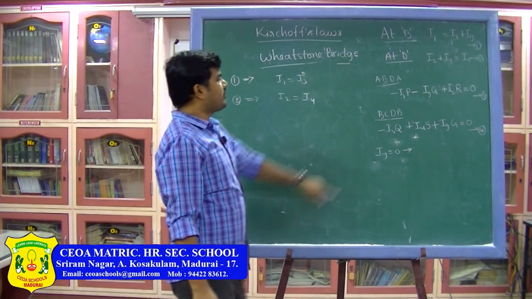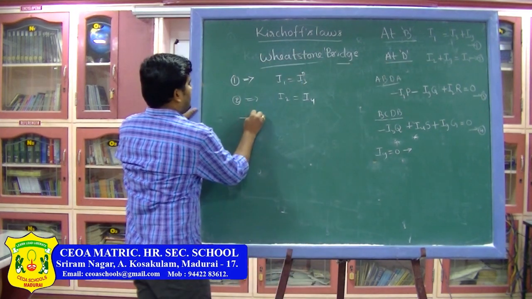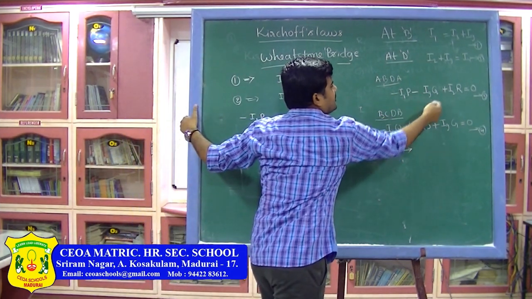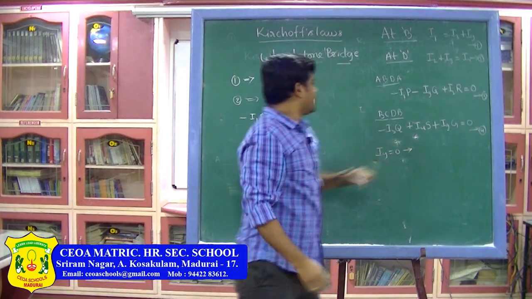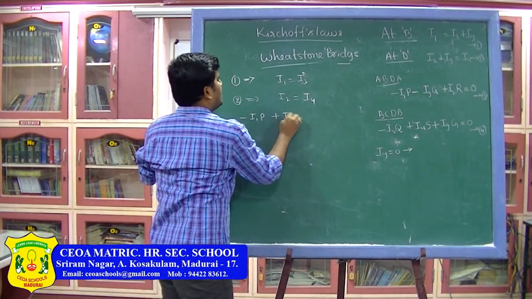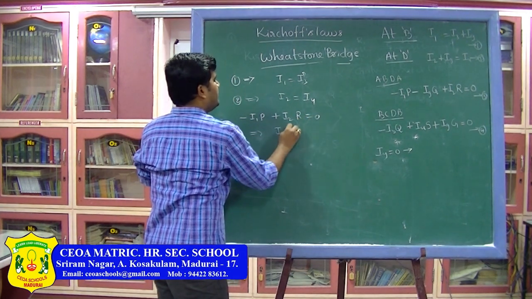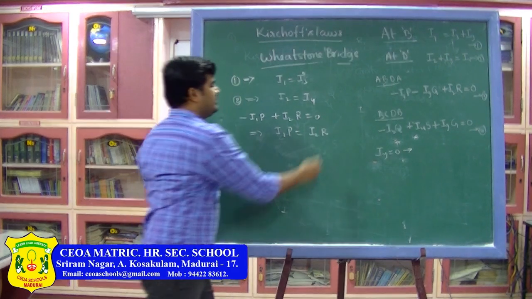Next, from equation 3, I minus I1 into P, minus I1 into P. So, this term becomes 0 because the Ig value is 0, and then the remaining I2 into R. So, plus I2 into R, that is equal to 0. So, from this I can write I1P is equal to I2 into R. Let us give this as equation number 5.